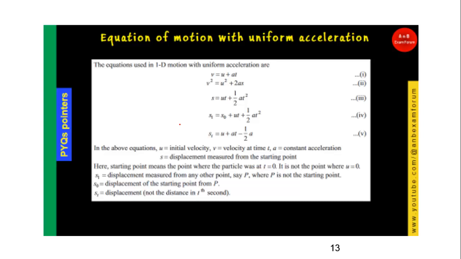And there are other equations of motion. These top 3 are commonly asked in the exam. v is equal to u plus at, v square is equal to u square plus 2as, and s equal to ut plus half of at square. Students, you have to remember that these are only valid for uniform acceleration, and here u is the initial velocity, v is the final velocity, a is the constant acceleration, and s is the displacement measured from the starting point.